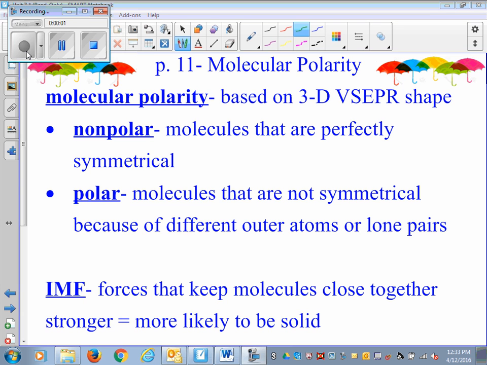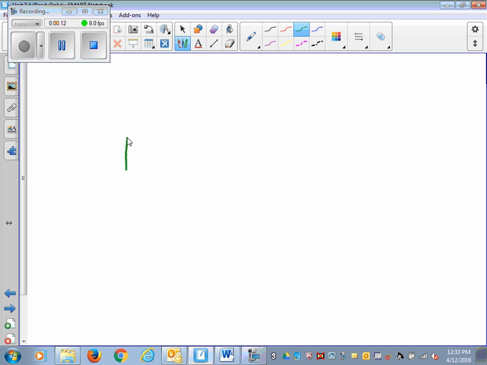In this topic, we'll talk about molecular polarity. We learned about polarity when we talked about electronegativity, when we were talking about periodic trends. If you remember a bond between H and Cl, the electronegativity of this is 2.1 and this is 3.5. So there is a big difference.